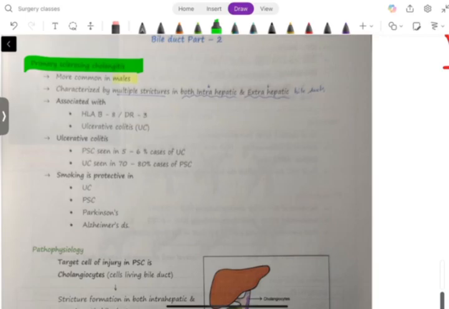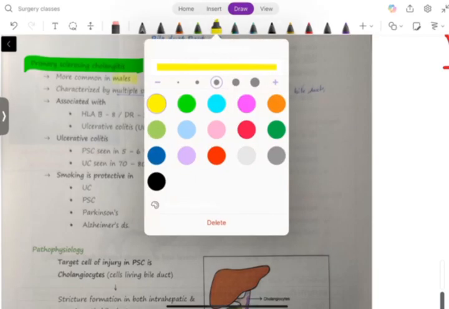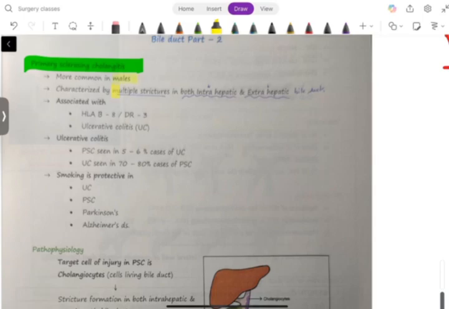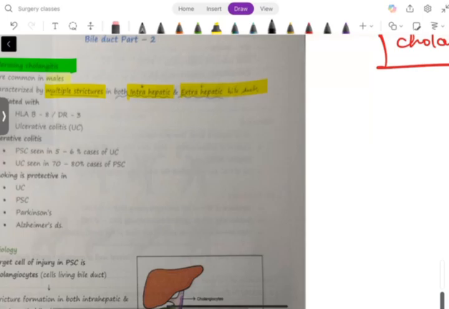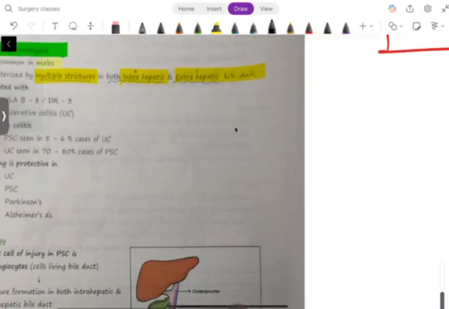Primary sclerosing cholangitis is more common in males. It is characterized by multiple strictures in both intrahepatic and extrahepatic bile ducts. So basically inflammation occurs and it does not stop there; sclerosis happens and strictures form. Now there are some intrahepatic bile ducts.